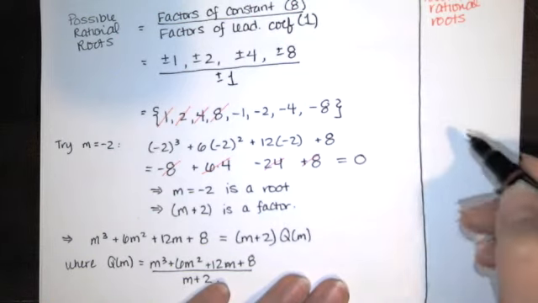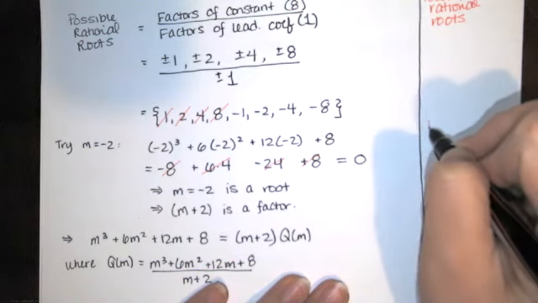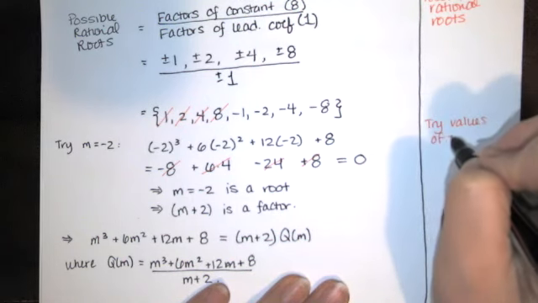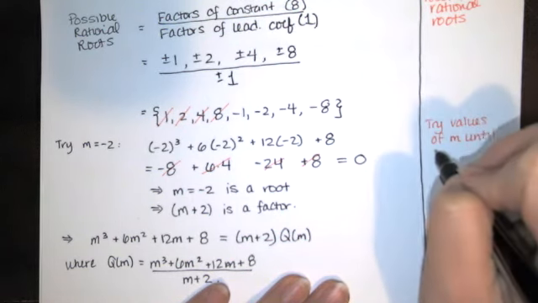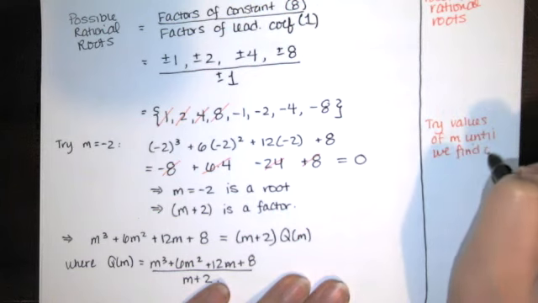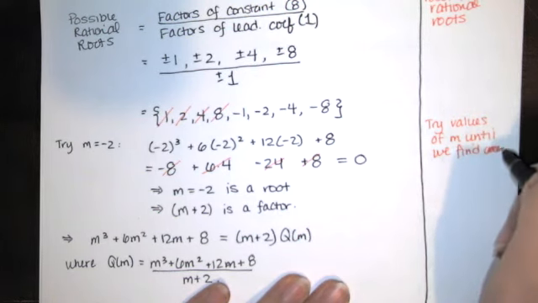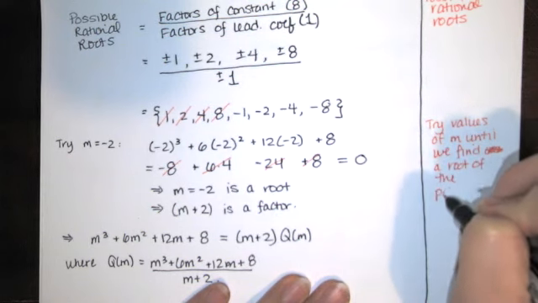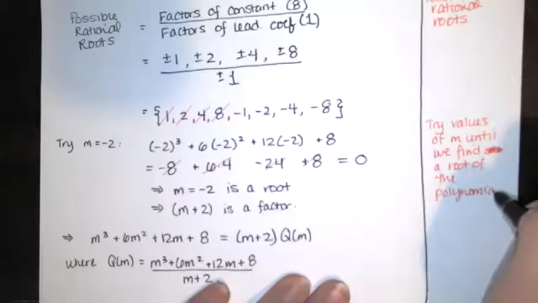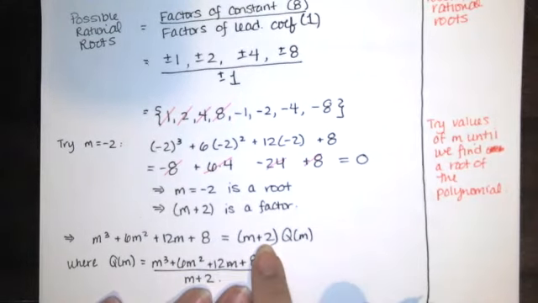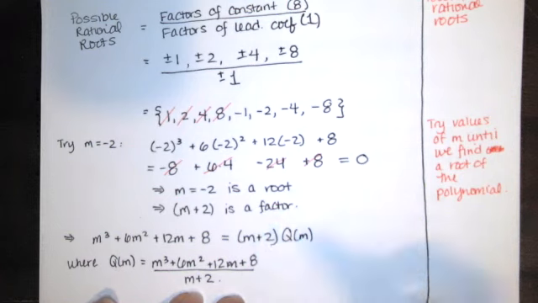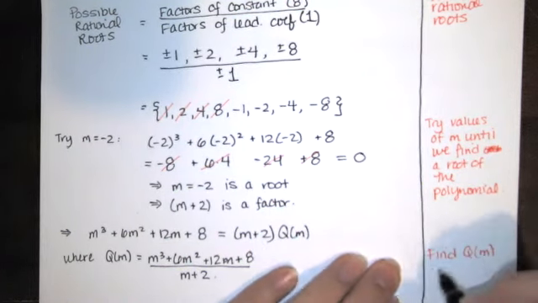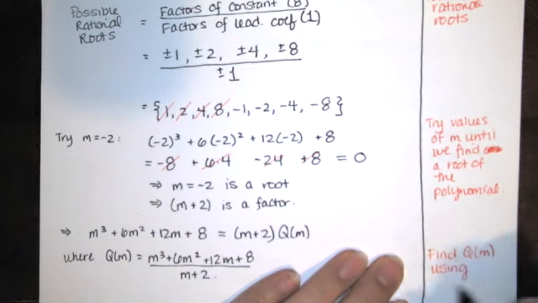So let's see, what did we do? We listed the possible rational roots. We try values of m until we find one. Let's say we find a root of the polynomial. And once we do that, you want to write your polynomial this way. And so now we need to find q. So we're going to find our polynomial q using synthetic division.